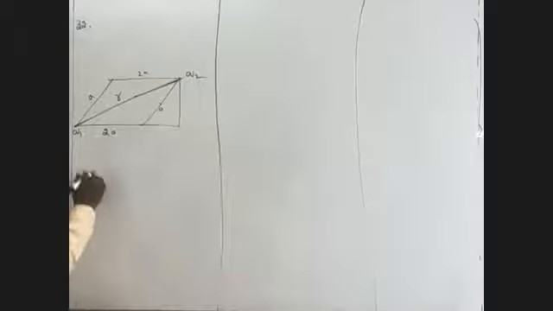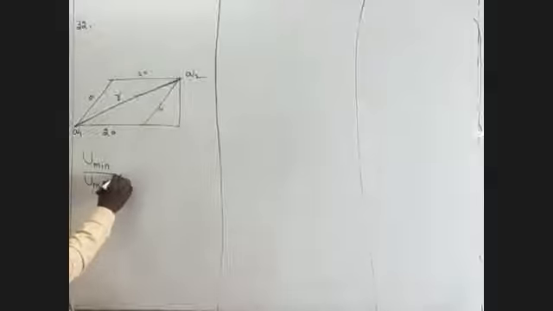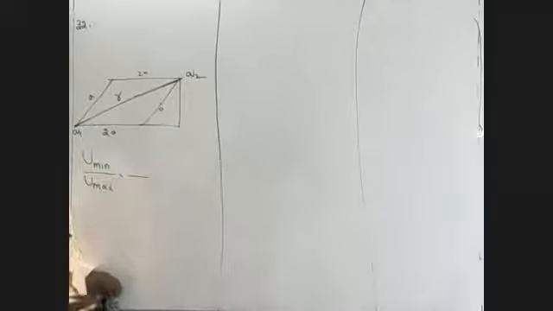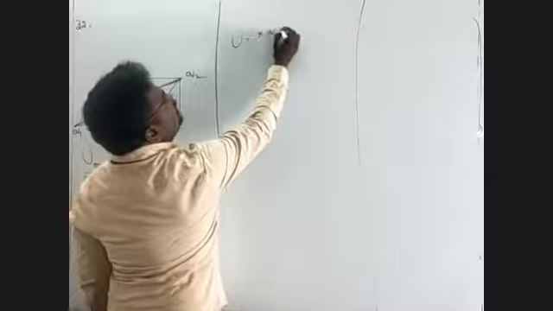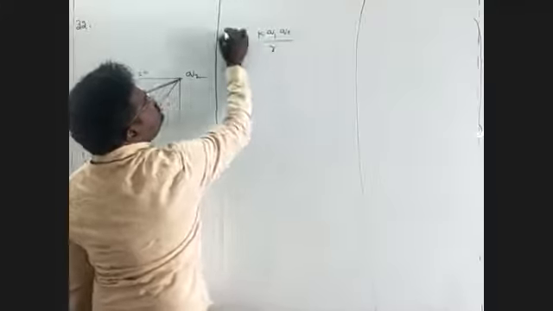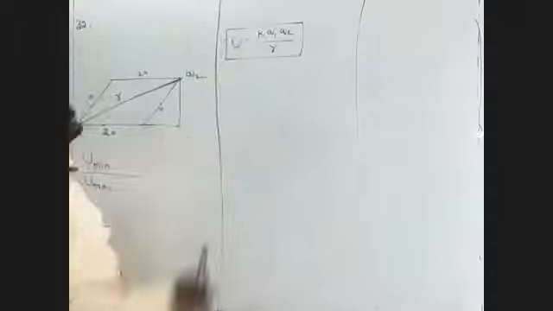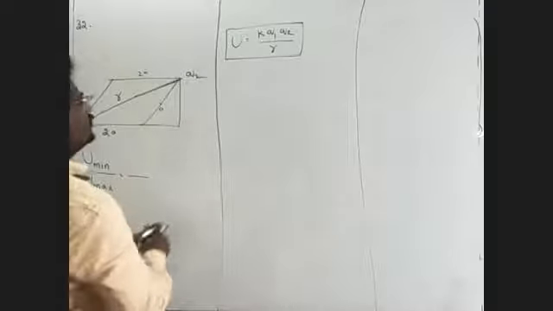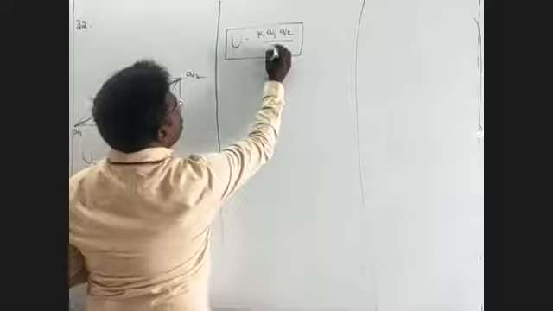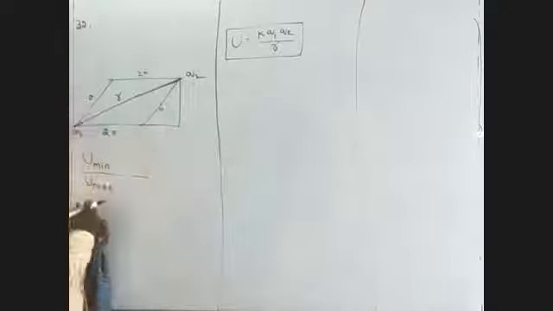So we have to find the minimum potential energy and the maximum potential energy. The general formula for potential energy is U is equal to K Q1 Q2 by the distance between the two charges. This is the general formula. So this is our radius, this is our distance between two charges.